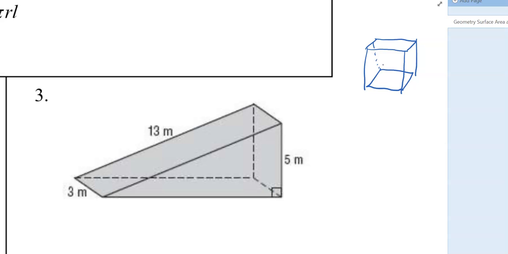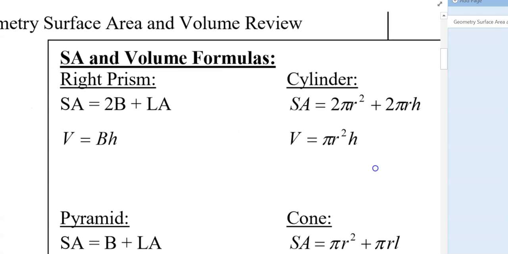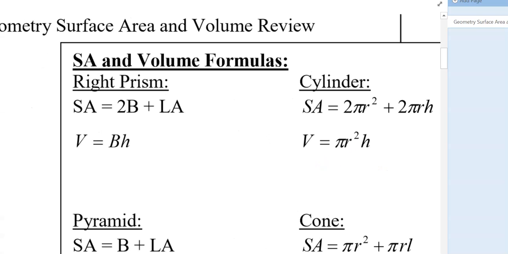And then we had a specific question about the formula, right? Look at the formulas for the right prism. It says for the surface area, 2B plus LA. And the B's are capitalized, all right? Does anybody know what the capital B means? No. You're not wrong, but you're not right, okay?